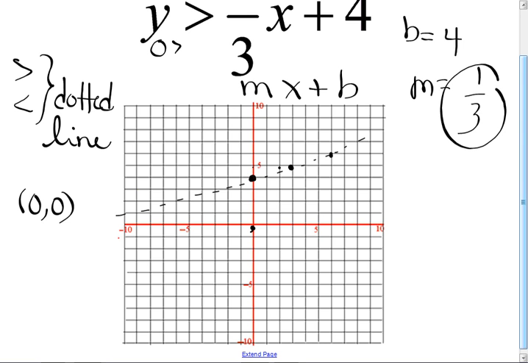Is 0 bigger than the opposite of 1/3 of 0 plus 4? I'll circle it so it doesn't get run into that. I think so. Okay, what's 1/3 of 0? What's 1/3 of nothing? Nothing. So is 0 bigger than 4? No. Do I get to shade this side? No, it doesn't make it true. If 0, 0 makes it true, everything there makes it true. So no, it's going to shade this side.